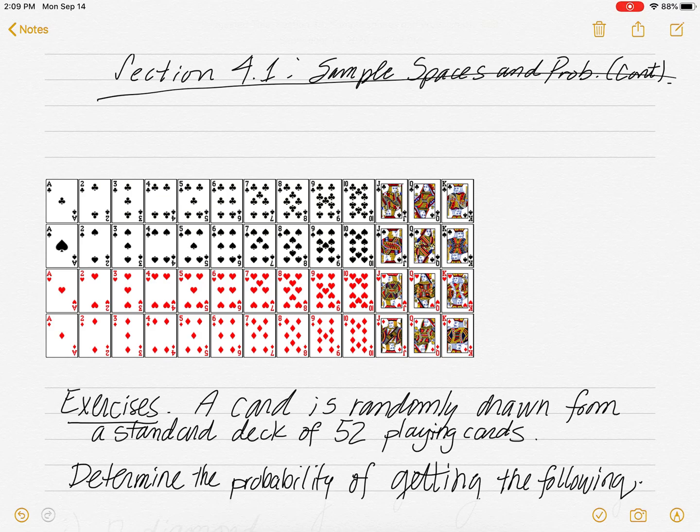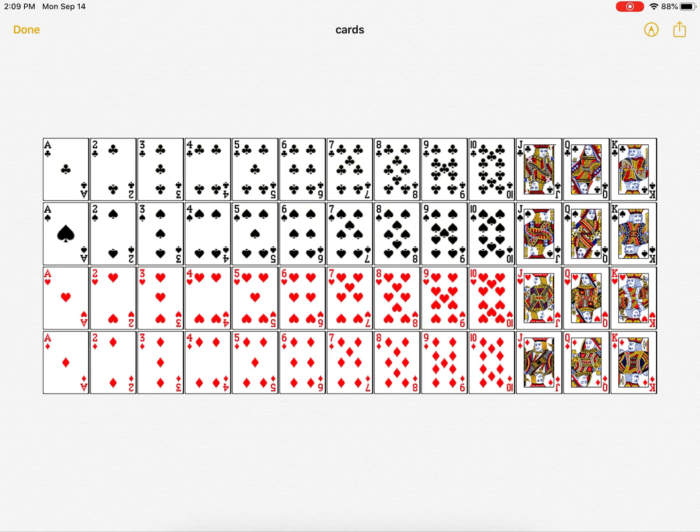So we're going to start looking at playing cards. Playing cards are pretty popular when doing probability problems. So there are two colors, black and red. And there are four suits.